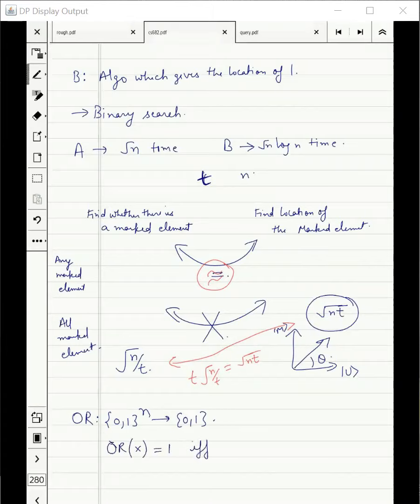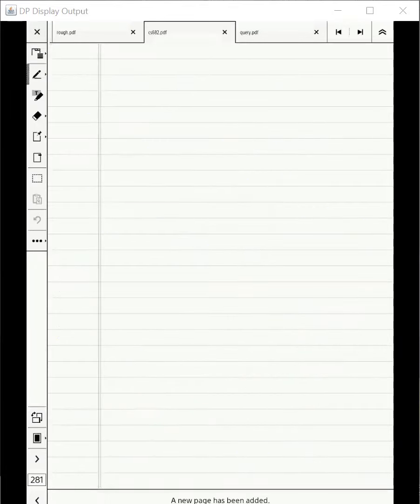Can you answer? What is function OR? The string has a marked element. There is no definition of marked element here. If there is at least one, there is an i such that xi is equal to 1, right? Remember x, I am thinking of it as n bits. Whatever we have done in the last 2 weeks, I can frame in terms of this OR function.